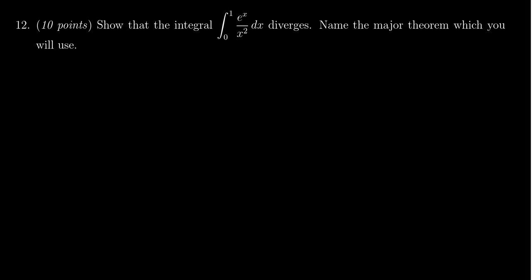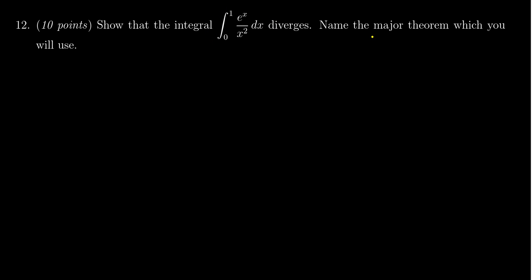In this video, we provide the solution to question number 12 for the practice exam number 2 for Math 1220, in which case we have to show that the integral from 0 to 1 of e to the x over x squared dx diverges. Notice that this is an improper integral, because as x goes to 0, you're going to have to divide by 0 right here. There's a vertical asymptote on that graph. So let's show that it's divergent.